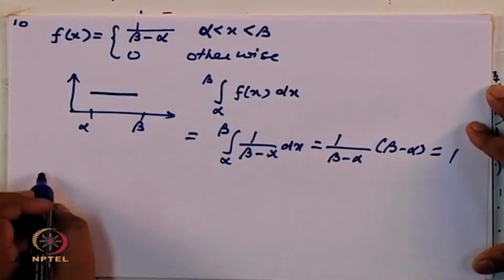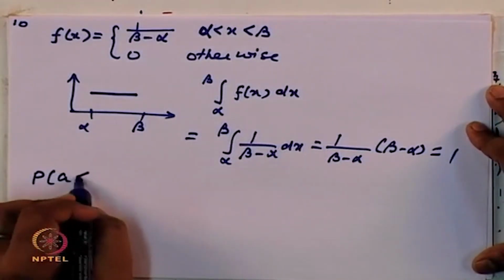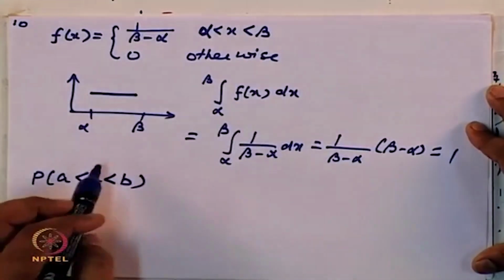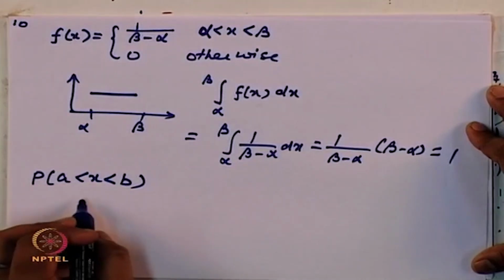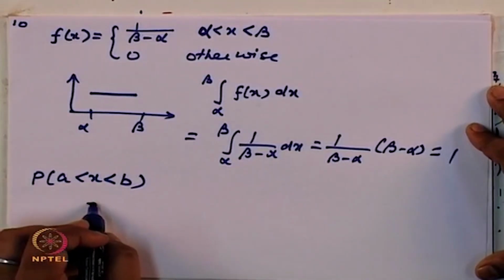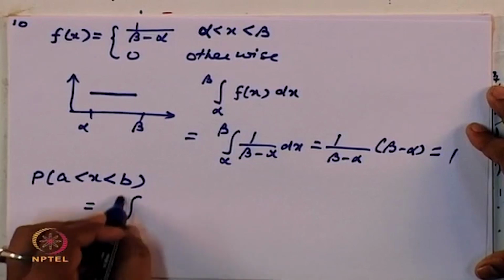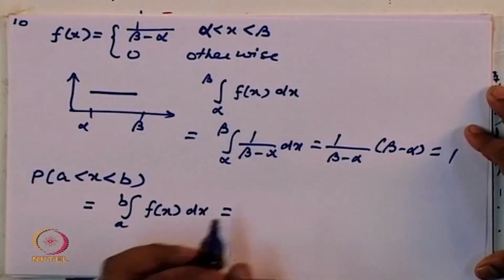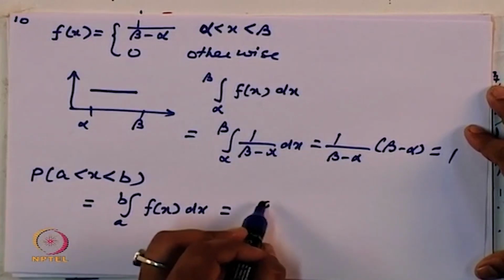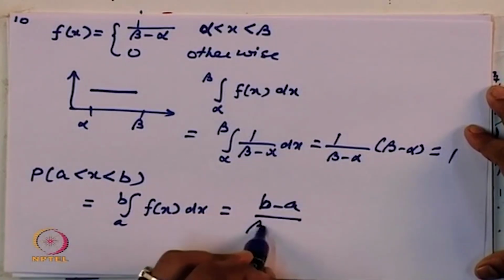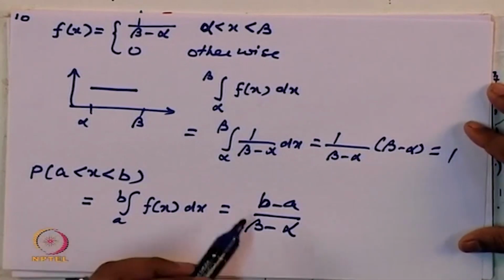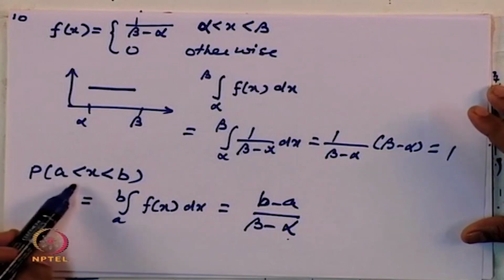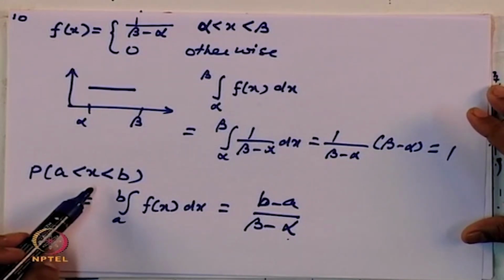Then, what is the probability of a less than x less than b for a given uniform distribution like this? I can calculate the probability of a less than x less than b as nothing but the integral of f(x) dx from a to b, and this will give me the value of b minus a by beta minus alpha. As you can see, if your b was equal to beta and a equal to alpha, then this is the entire regime and your probability returns a value of unity.